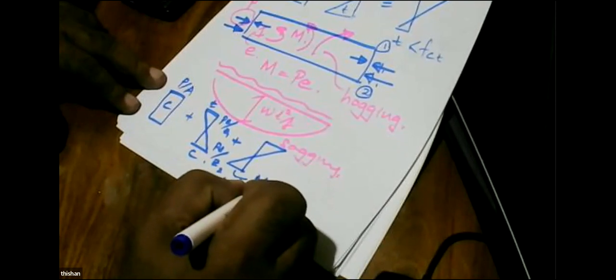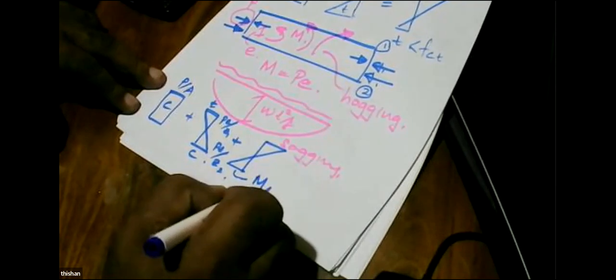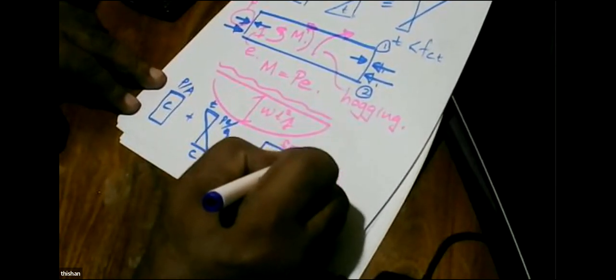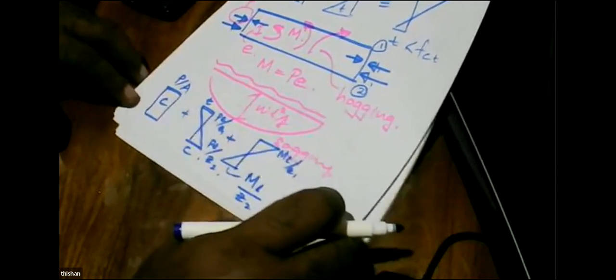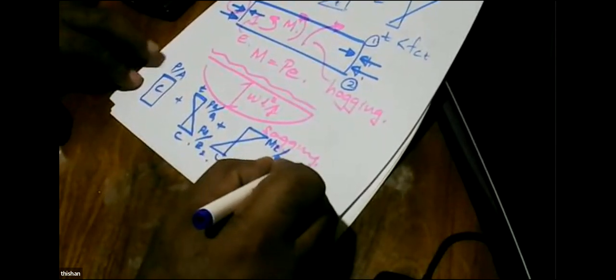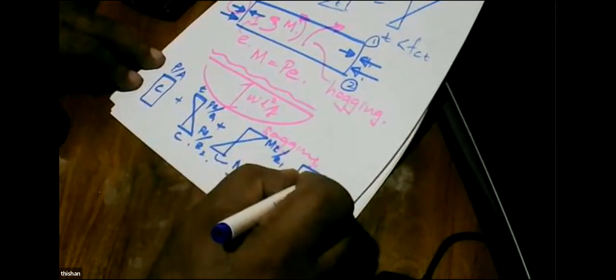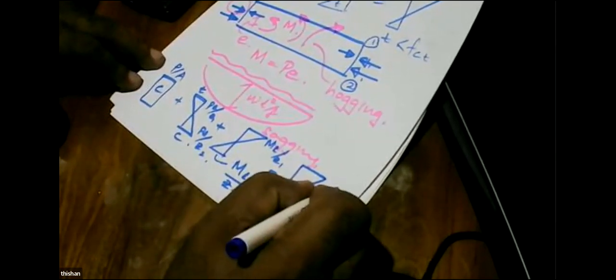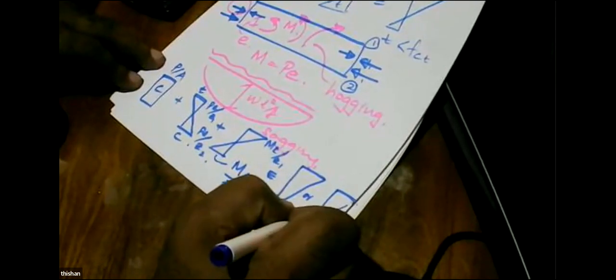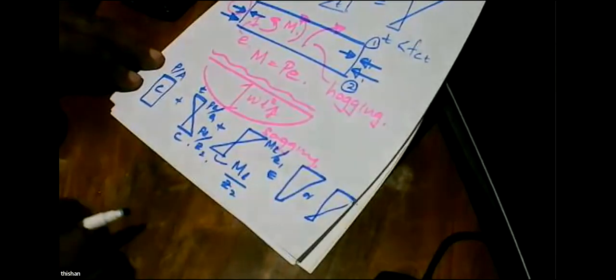M live divided by Z2, M live divided by Z1. So the final stress distribution can be something like this, or it also can be like that. So we can get one of them. So you can see the theory is very simple. The theory is, because axial stress, axial compression can give a very favorable situation, we can use axial stress.